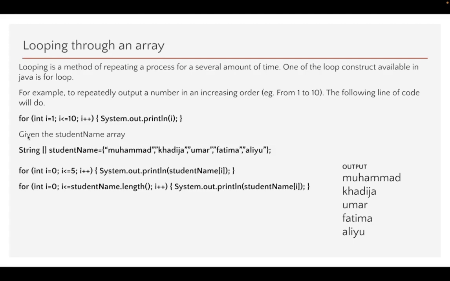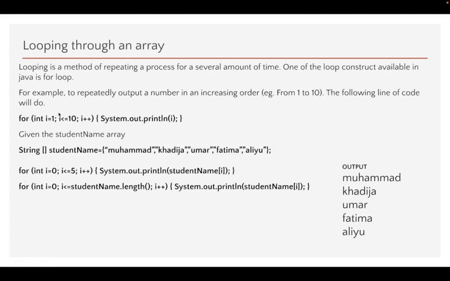So now, given the student name array, which we have already seen in the previous slide, a string array studentName with the values Mohammed, Khadija, Omar, Fatima, and so on. Let's say we want to loop through this array to output the elements within it. How are we going to go about that? We can use the same logic as for outputting numbers from 1 to 10.